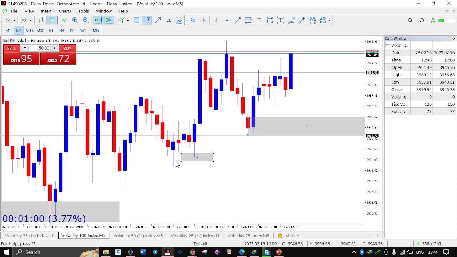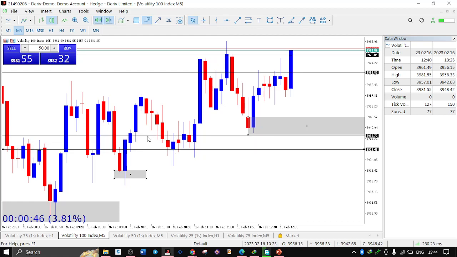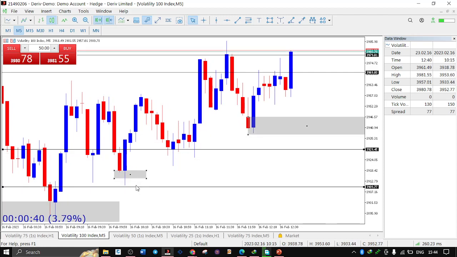I've just seen it. You see, I've identified this. And now for me, I'm going to buy around this area. Wait for this candle to pull back, then I buy. Then I'll put my stop loss where? Below this candle, like this.